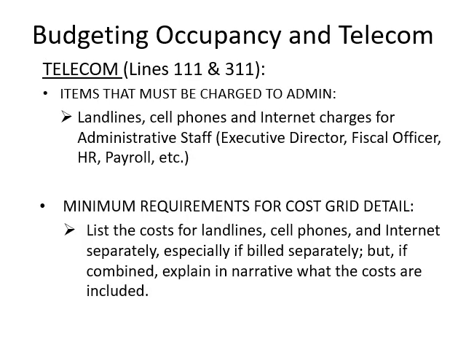For telecom, the items that must be charged to admin: landlines, cell phones, and internet charges for administrative staff, again, such as executive director, fiscal officer, HR, those types of positions. The minimum requirements for the cost grid detail: you must list the cost for landlines, cell phones, and internet separately, especially if billed separately, but if they are combined, you can put them in the cost grid as one cost, but then explain in the narrative what costs are included in that bundled billing amount.